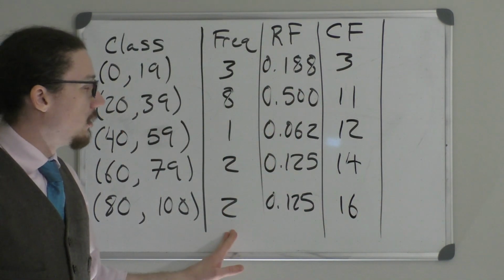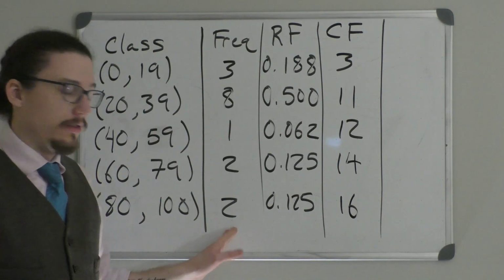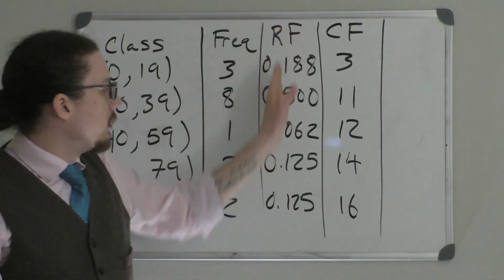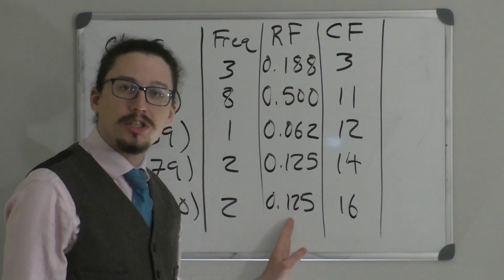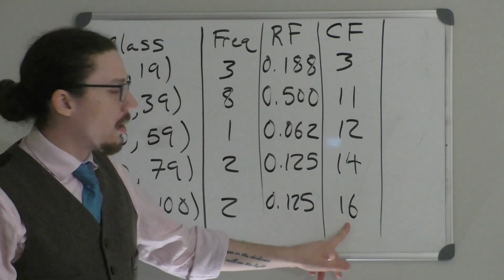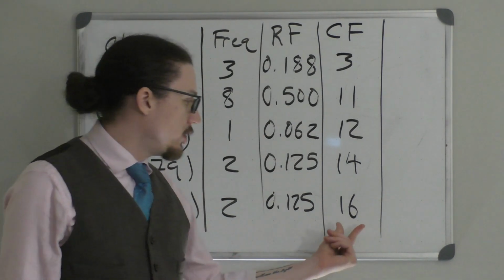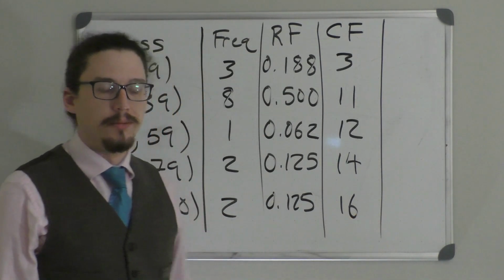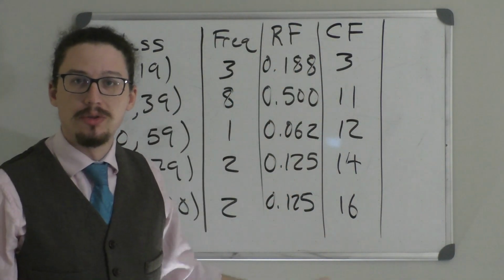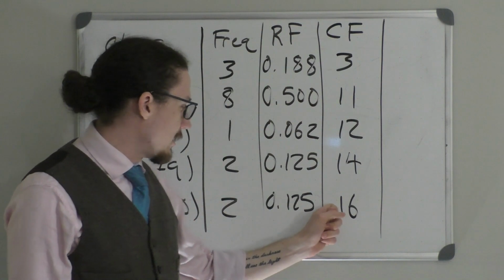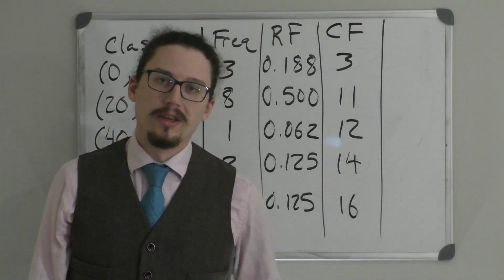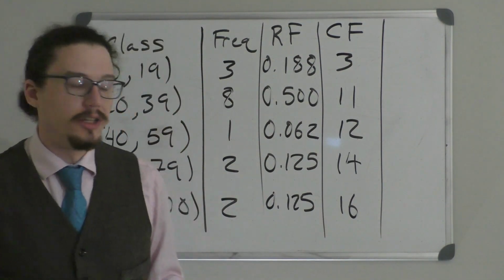All right, so just like how the frequency should add up, the sum of this column should be the total number of observations, and the relative frequency should sum to 1. The last value in our cumulative frequency should equal the total, because we're essentially building up to the total number. So the cumulative frequency for our last class should always be the total number of observations.